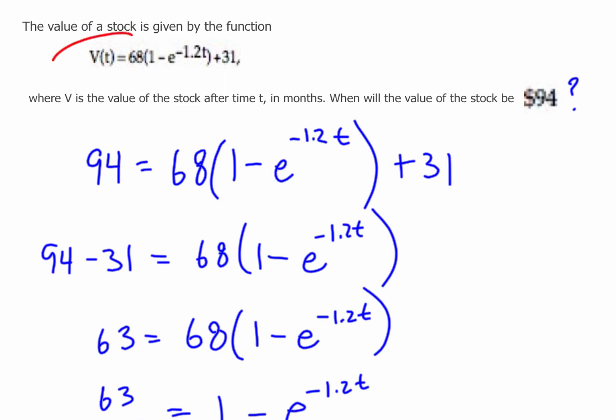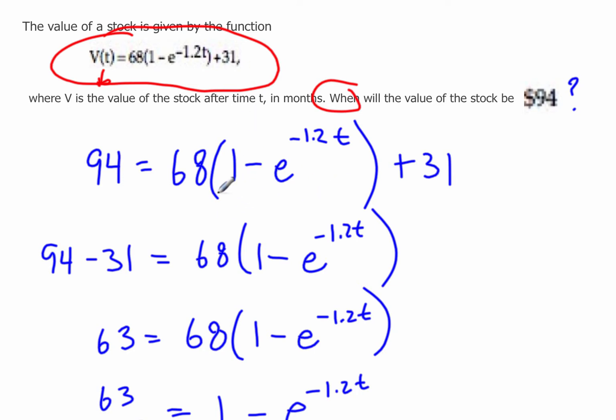The next question has lots more math involved. The value of a stock is given by this fairly complicated log or exponential function. And they want to know when, my favorite question, will the stock be $94? So the 94 is the value of the stock. It gets plugged in there. So it's 94 equals 68 and the rest of the formula exactly like above there.